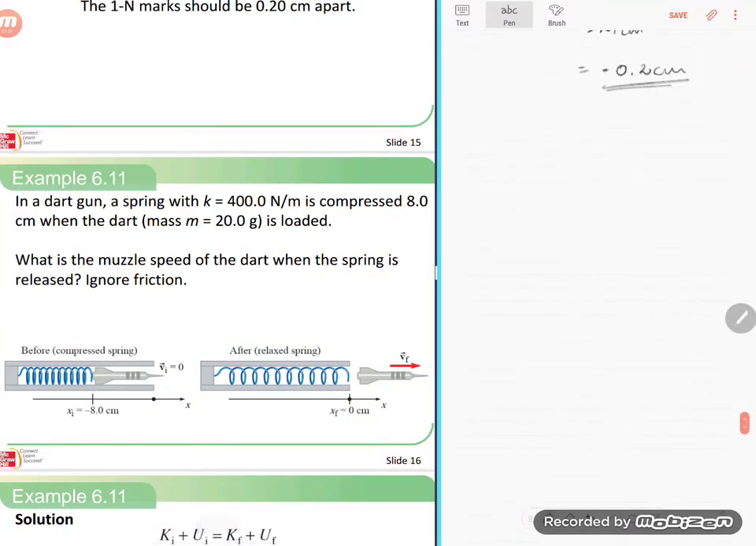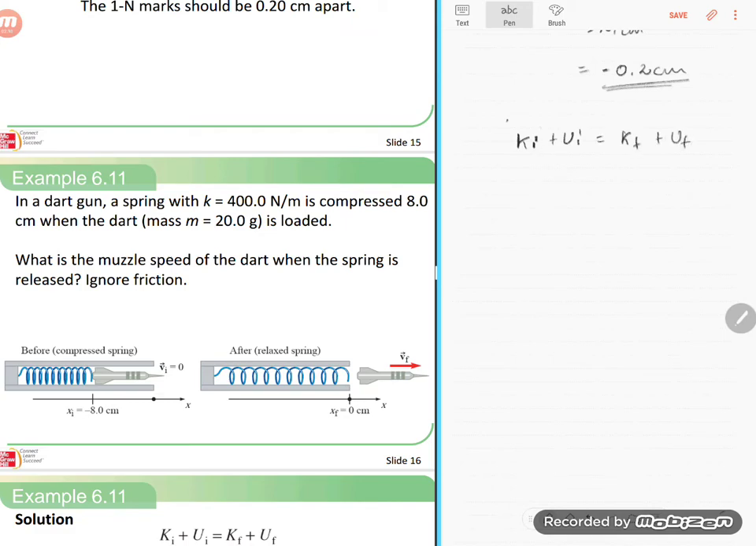In a dart gun, a spring with k equal to 400 Newton per meter is compressed 8 centimeter when the dart of mass m equal to 10 gram is loaded. What is the muzzle speed of the dart when the spring is released? Ignore friction. Okay, we have this one before and after. Always when we have this, we have conservation of energy. So when we have conservation of energy, what you have to do is find Ki plus Ui is equal to Kf plus Uf.